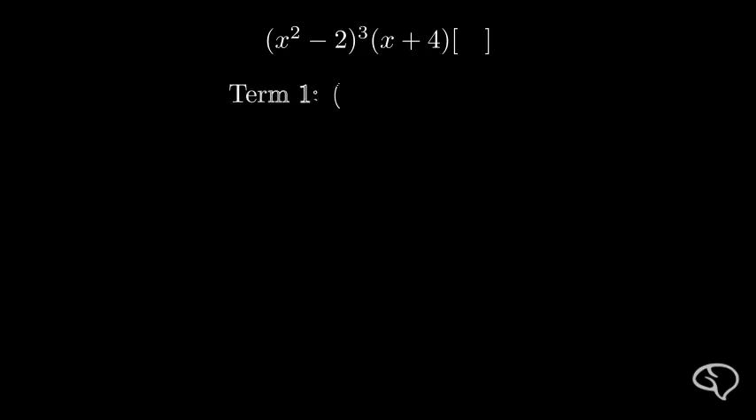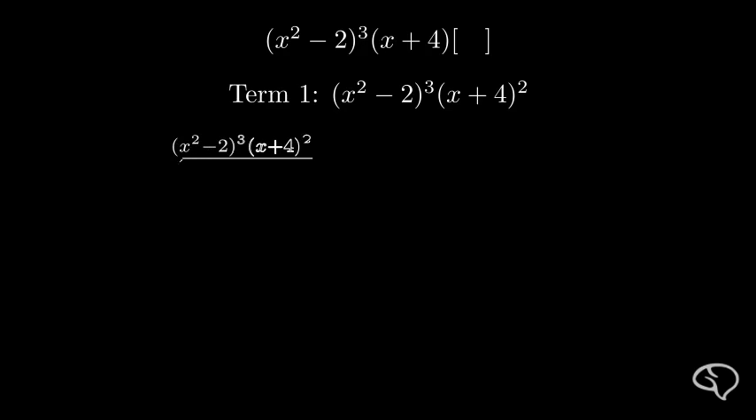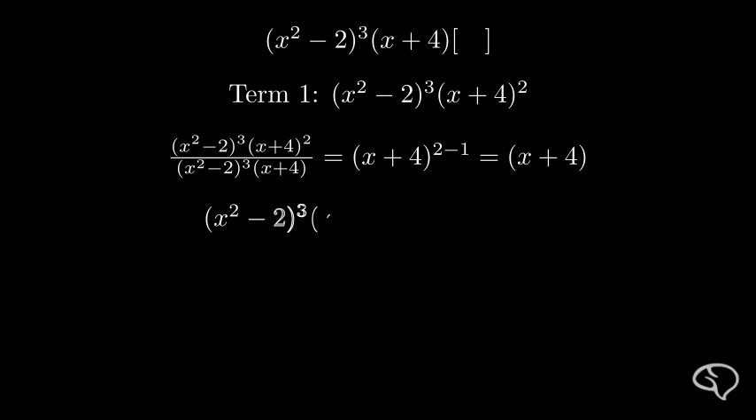First, let's look at the first term, (x² − 2)³ times (x + 4)². We divide this by our GCF. The (x² − 2)³ terms cancel out completely. For the x + 4 terms, we use the exponent rule that says aᵐ divided by aⁿ is aᵐ⁻ⁿ. So (x + 4)² divided by (x + 4) to the first power is (x + 4) to the power of 2 minus 1, which is just x + 4. So x + 4 is the first part of what goes inside our brackets.